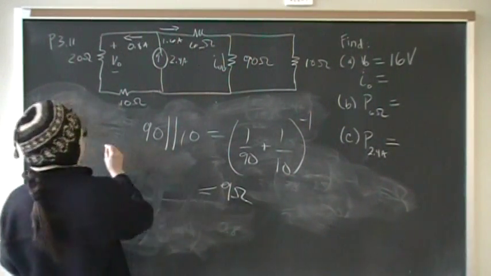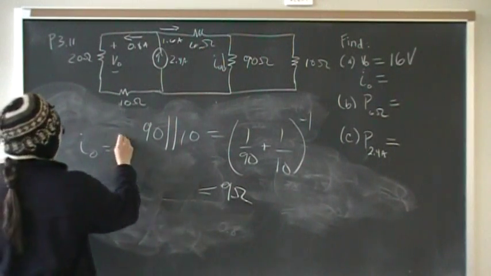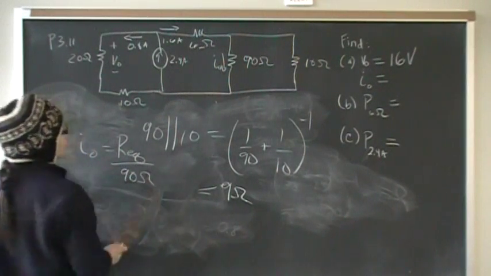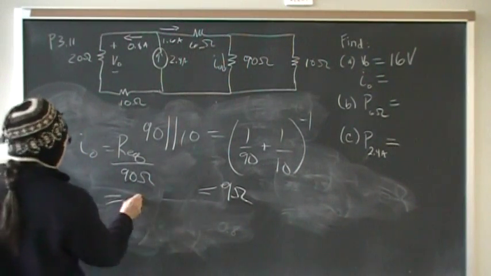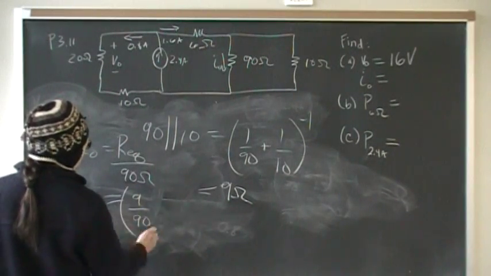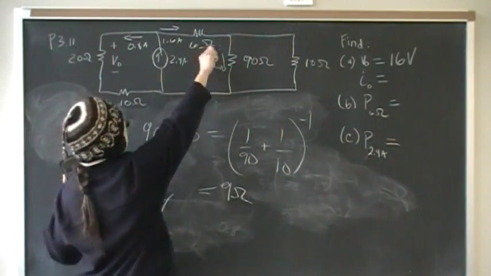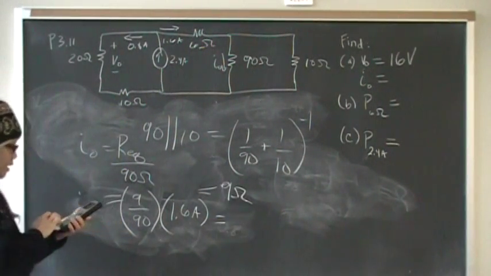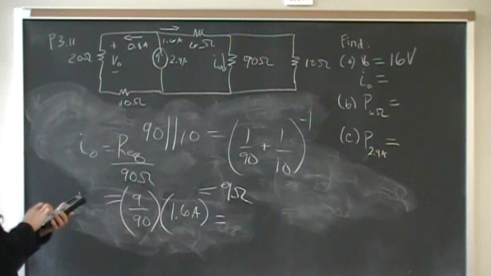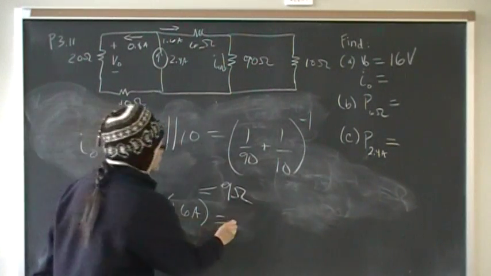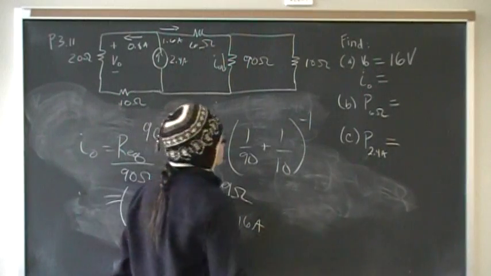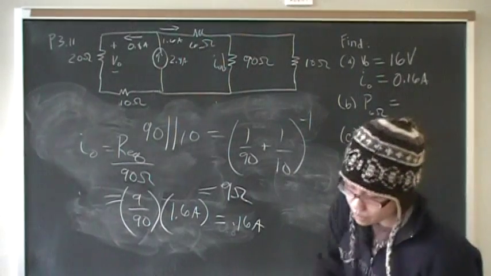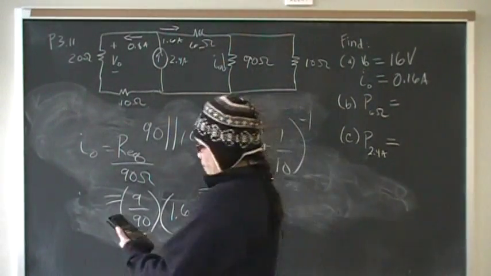So now we know what it is. I naught is equal to Req divided by 90, the branch that we're looking for. Req is 9, and the current that's going to split there is 1.6 amps. So it gives you 1.6 times 9 divided by 90, which gives me 0.16 amps. Okay, and that's what I got before.